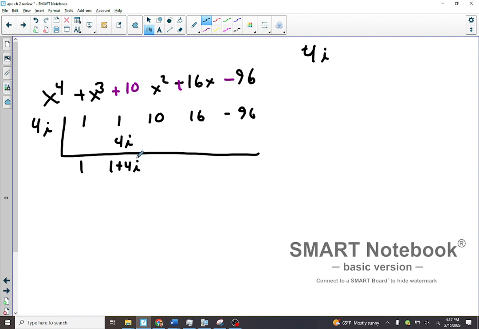So 4i minus 16, which means this is going to be 4i minus 6. Negative 16. 6 times 4 is 24i. This will be negative 24i, which is perfect because then it would be 96, which would be 0.